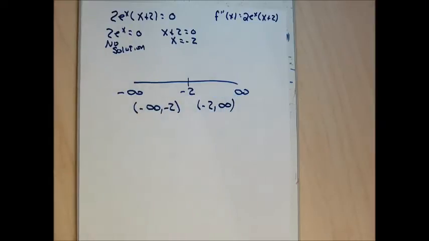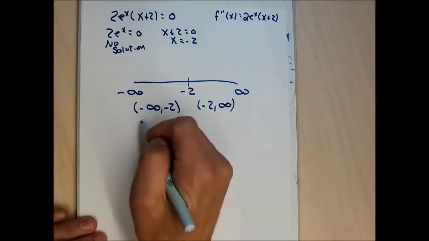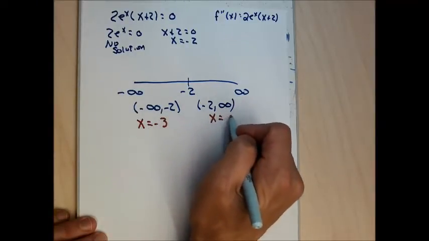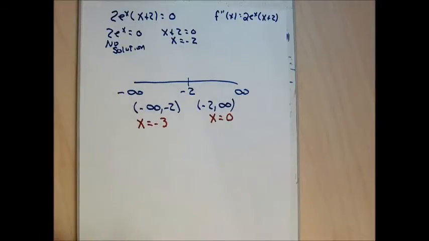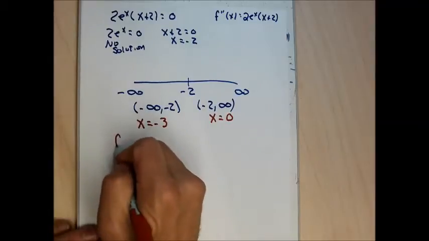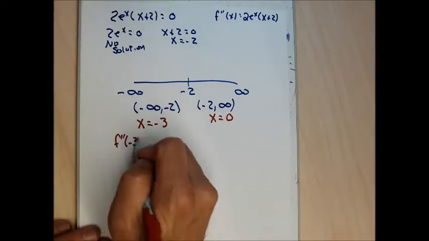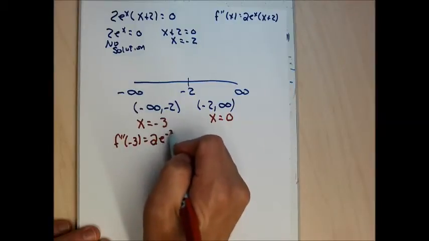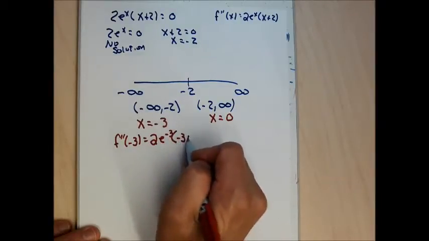For each interval, I need to pick a number. First interval, I'm going to pick x equal to negative 3. Second interval, I like 0 because it's in that interval. I'm going to plug those numbers into the second derivative. So I'm going to go f double prime of negative 3, which is going to be 2 times e to the negative 3 times negative 3 plus 2.